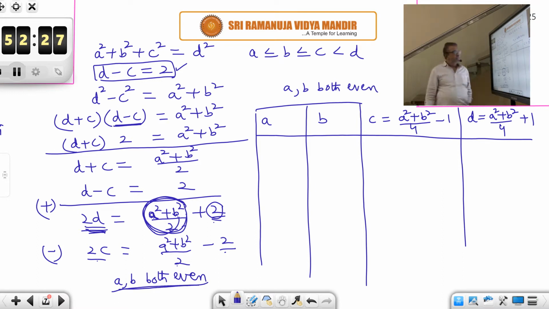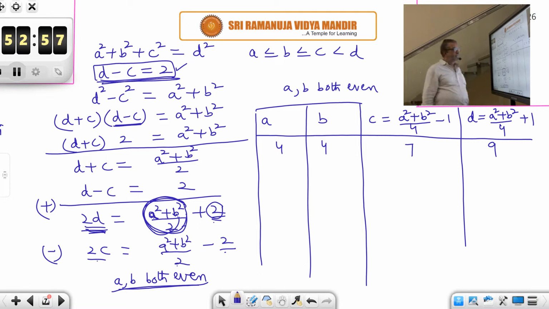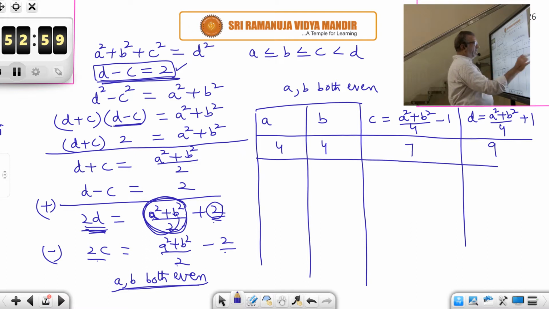Okay. So both even means you can take equal also. Say 4, 4 you can take. What is (4 square plus 4 square) by 4? 16 plus 16, 32 by 4, 8. 8 minus 1, 7. The difference is 2, so you will get 9 here. D minus C is 2. So after getting C, just add 2, you will get D. 4, 4, 7 is equal to 9.